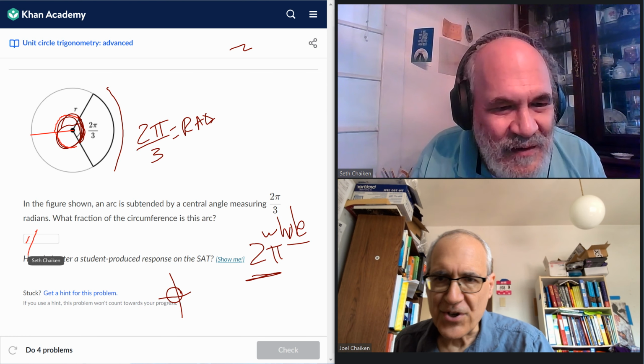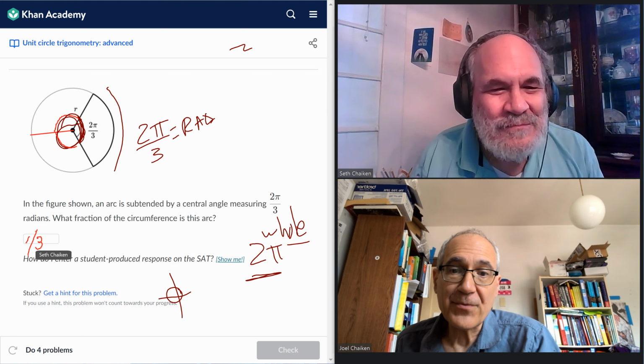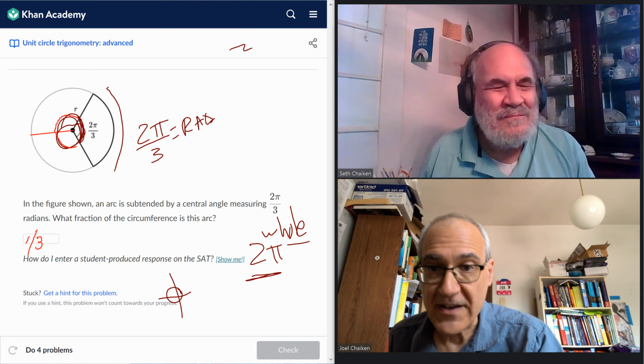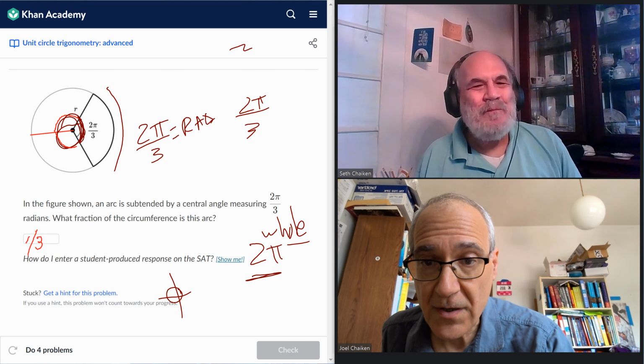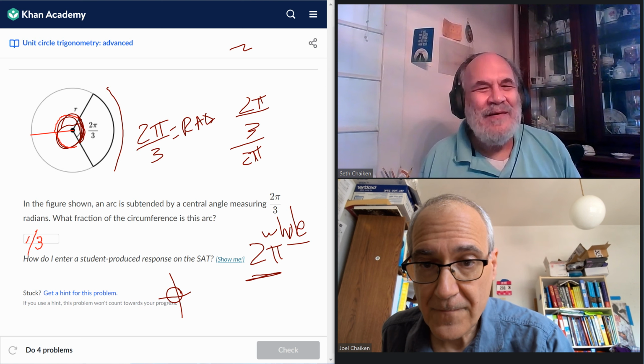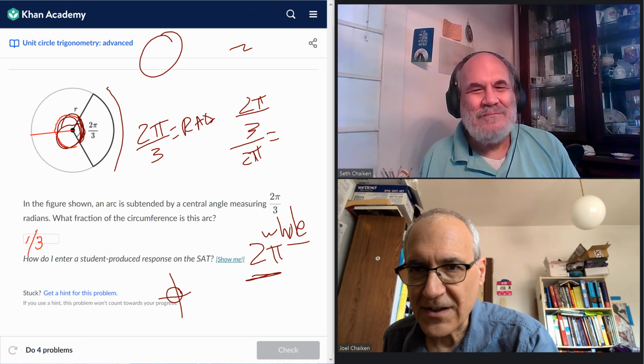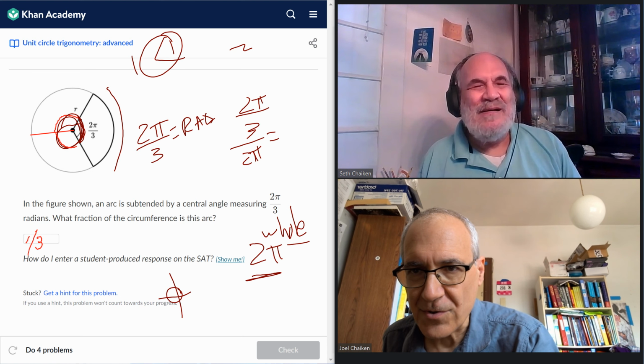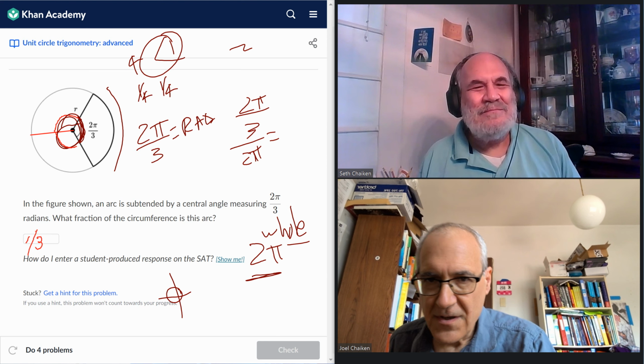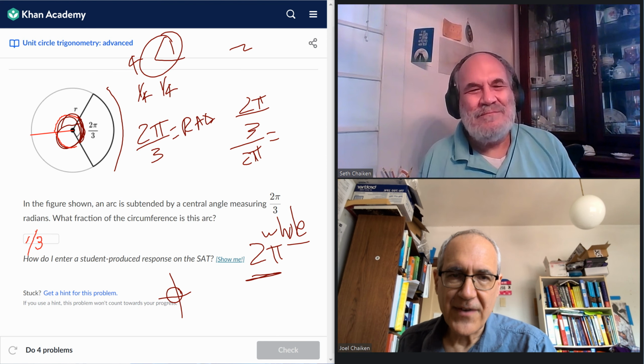So this is 2 pi over 3 over 2 pi. Isn't it 2 pi over 3 divided by 2 pi? Like if you had a circle and this was a 1, but the whole circle was a 4, then this would be a quarter of a circle. So it'd be 2 pi over 3 divided by 2 pi.